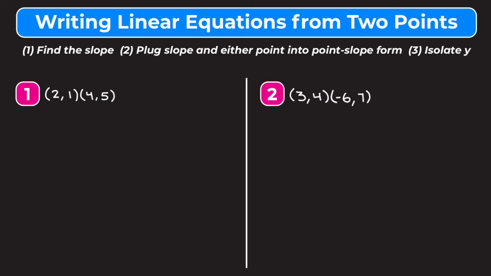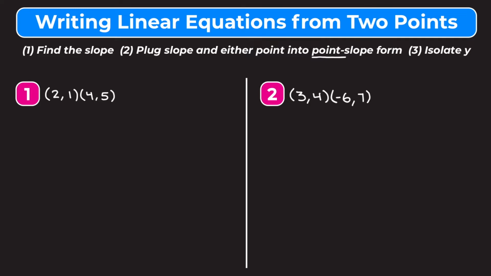In this video, we're learning how to write linear equations from 2 points. And if you look at the top of our screen, we have 3 steps to do this. First, we want to find the slope between the 2 points. Then for the second step, we want to plug the slope and either point into point-slope form.